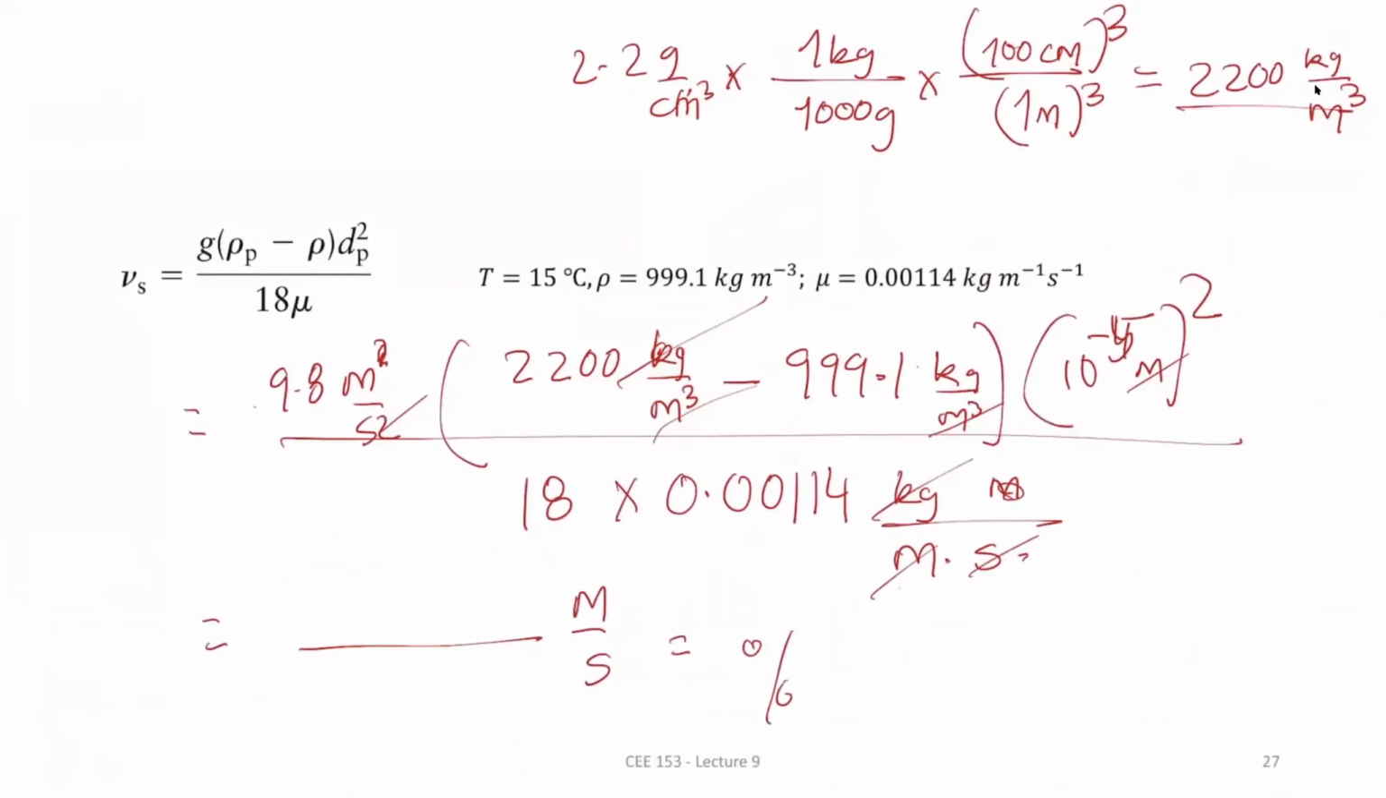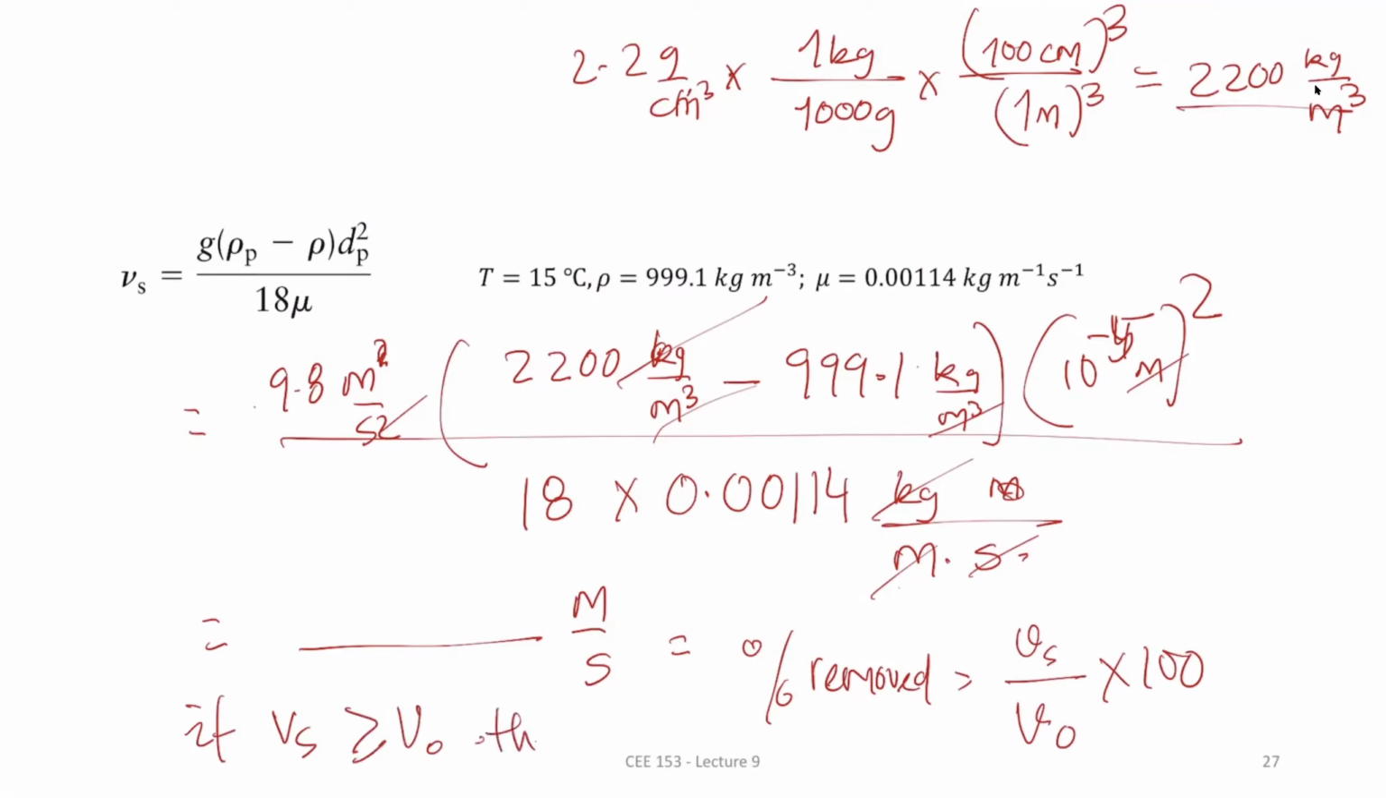The percentage removed, again, is velocity of settling over V0 times 100. If the velocity you calculate is greater than or equal to V0, then all is removed. That means you are settling much faster than before it overflows. But if it's not, then you can calculate the percentage removed with this value.